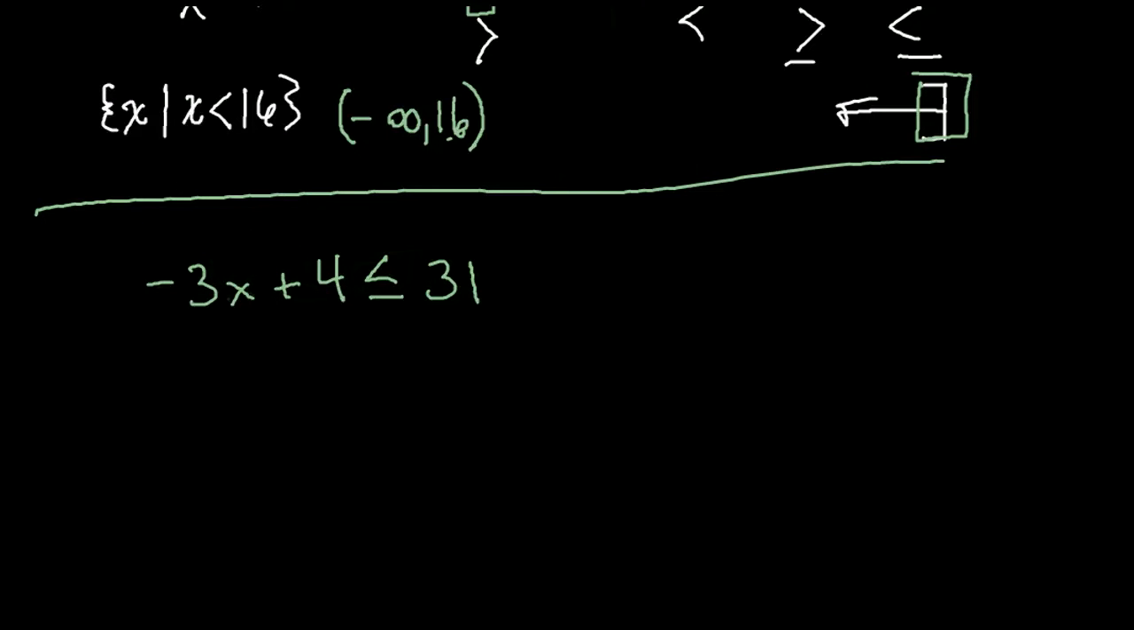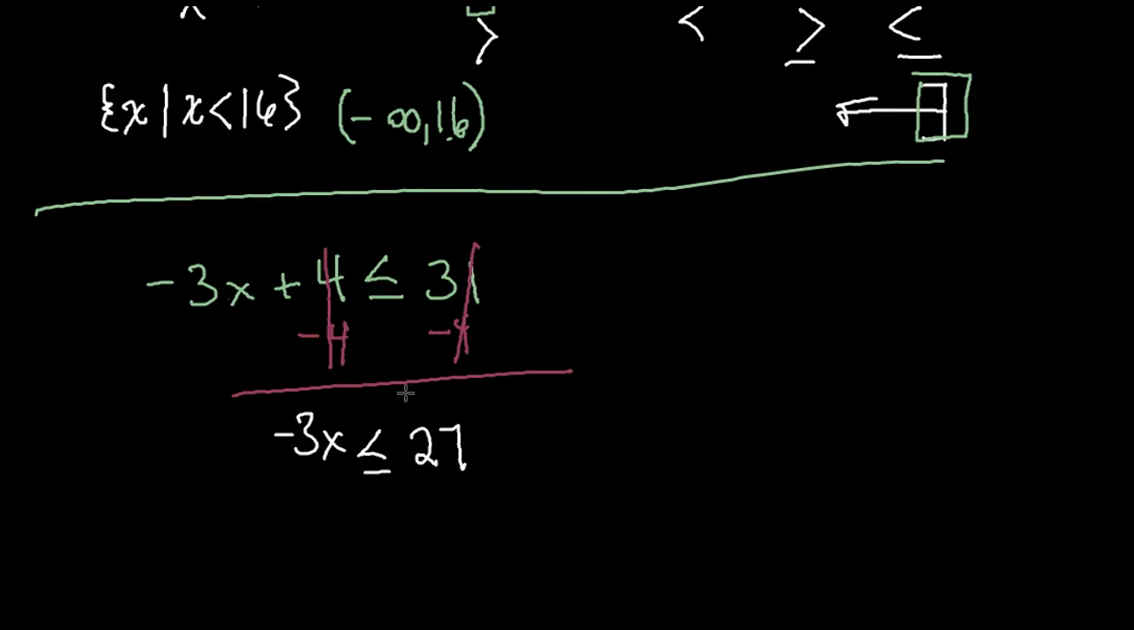The first part of that opposite would be to subtract 4 from both sides. These will then cancel, and I will be left with negative 3x is less than or equal to 31 minus 4, which is 27. So now we have an inequality that says negative 3 times a number is less than or equal to 27. The opposite operation here would be to divide by negative 3.